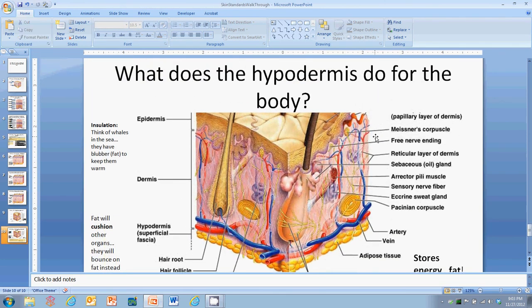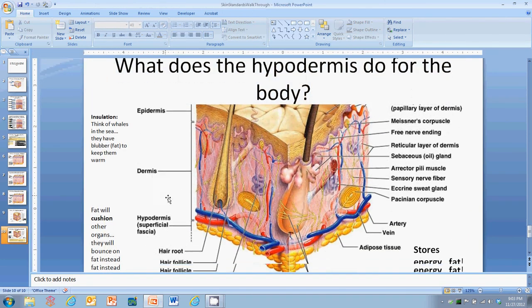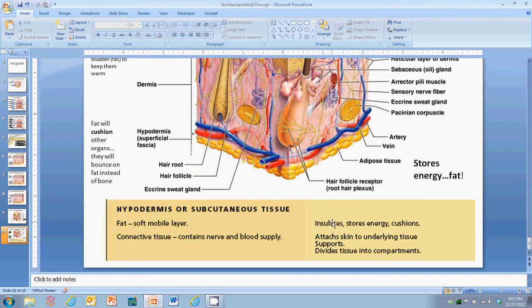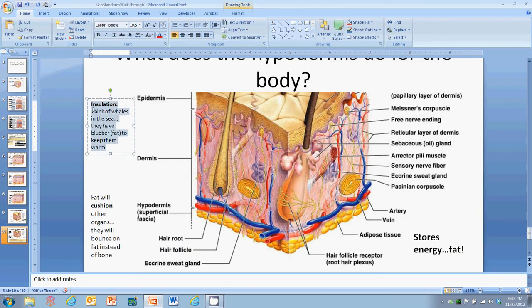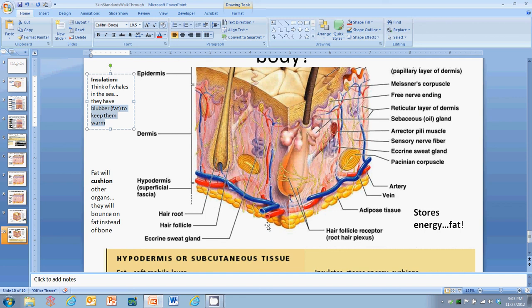What does the hypodermis do for the body? The hypodermis is going to insulate, store energy, and cushion the body. It is going to do insulation because just like whales in the sea have blubber to keep them warm, we have fat to keep us warm. Our fat is going to keep the heat inside of us, from getting out. This fat is going to do that insulation.